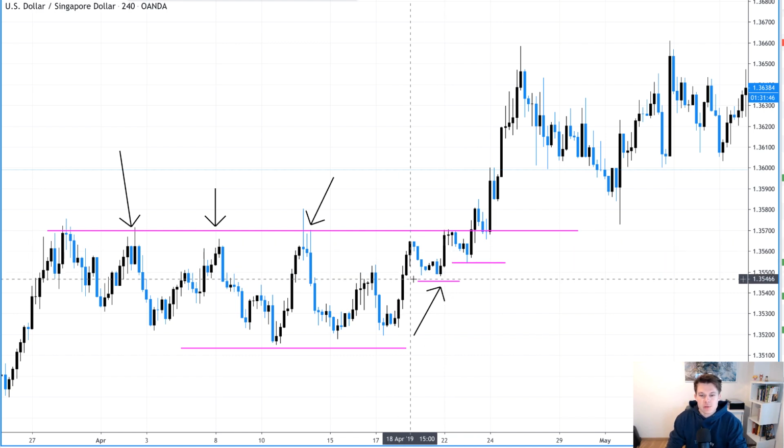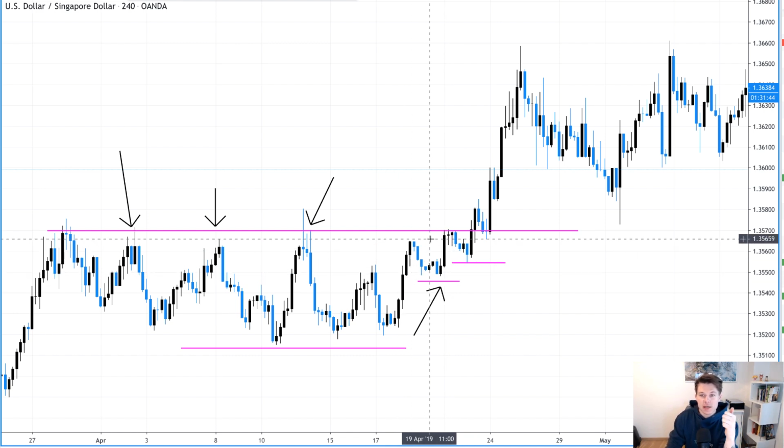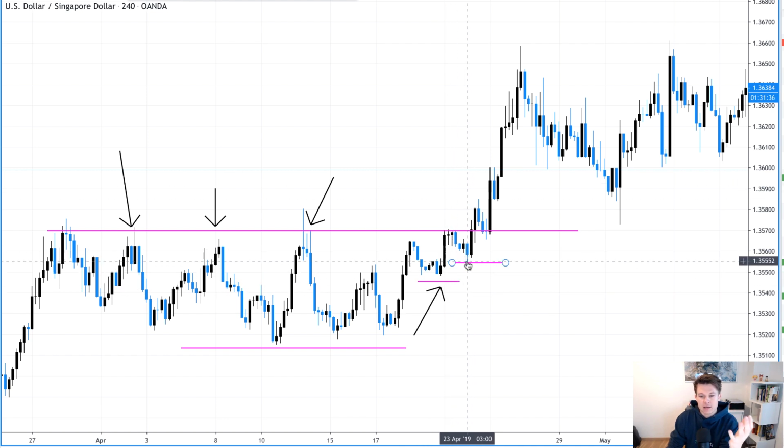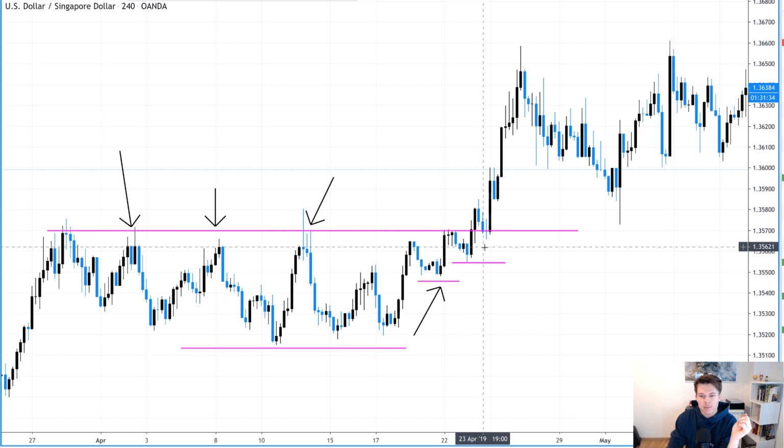The market was not able to sell off as strongly anymore, which means that the sellers are not in total control anymore. There are fewer sellers, and the buyers come in sooner and sooner every time, and they catch the price and drive it back up. So this is something very important.